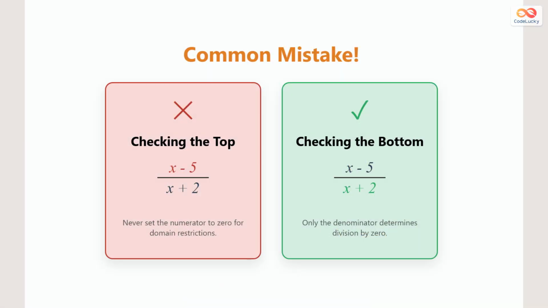Before we finish, here is the most common mistake students make. They look at the numerator, the top part of the fraction. Never do this for domain restrictions. We do not care if the top is 0. We only care if the bottom is 0. Always focus your attention strictly on the denominator.